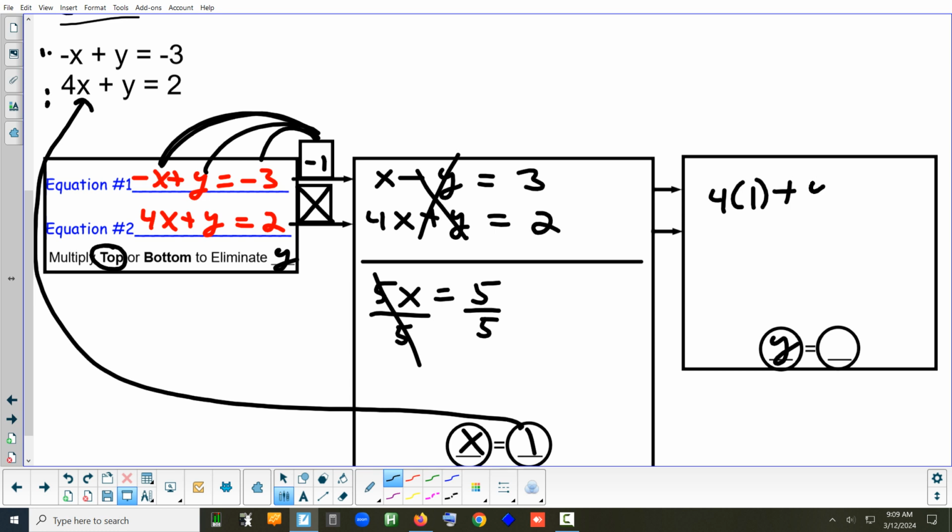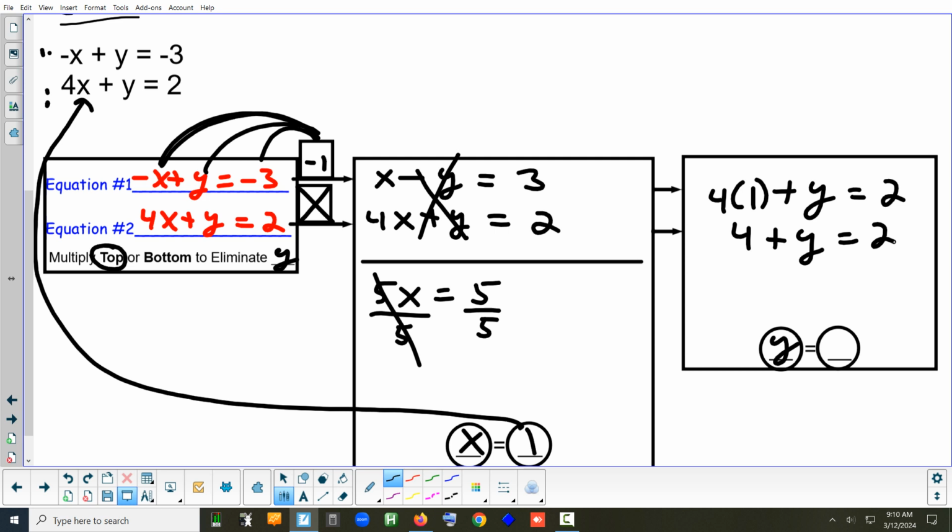Plus y equals 2. All right, and now we just finish it up and solve for y. So Eli, what's 4 times 1 going to give me? 4. So 4 plus y equals 2.